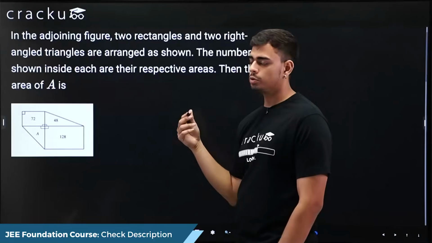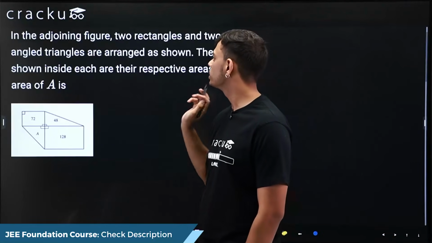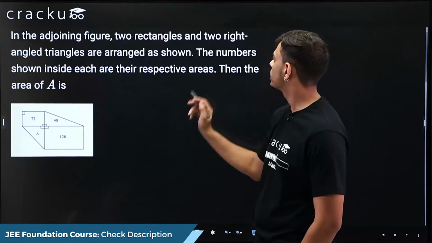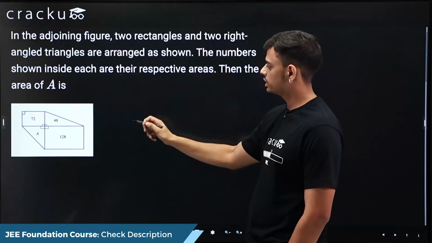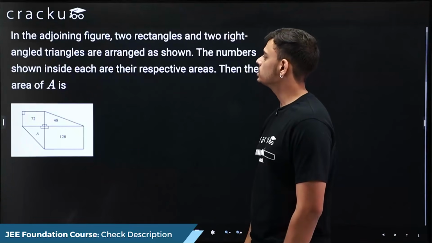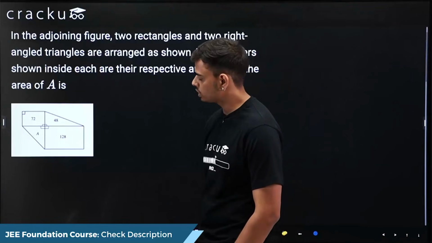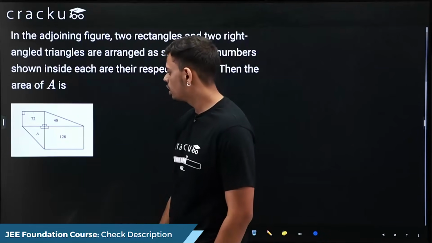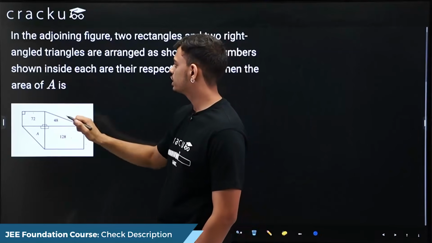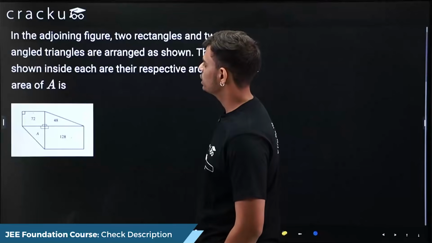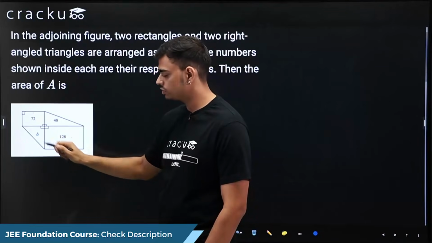So in this geometry question, we are given a figure and some information. We are given that 2 rectangles and 2 right angle triangles are arranged as shown. The numbers shown inside each are their respective areas. So 72 is the area for this rectangle, 128 is for this, and 48 is the area of this triangle. Then the area of A. So we need to find the area of this triangle.